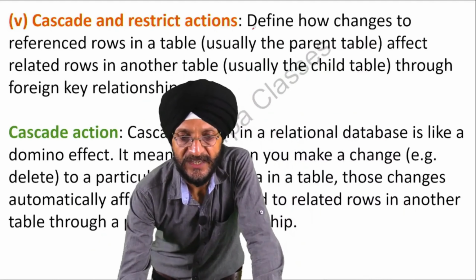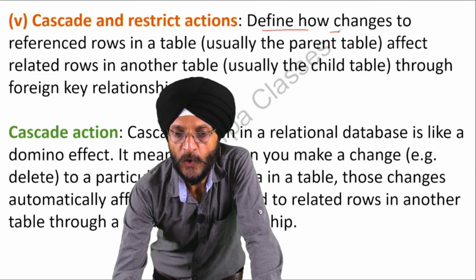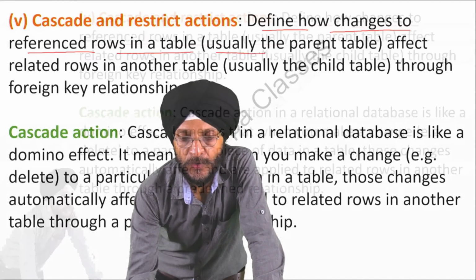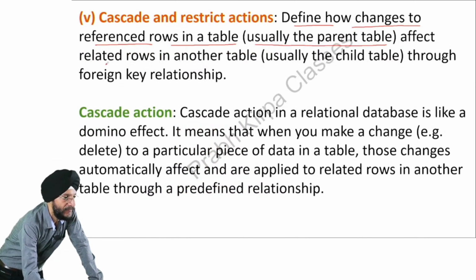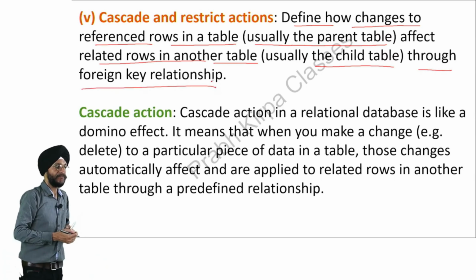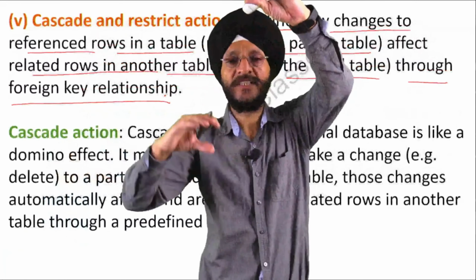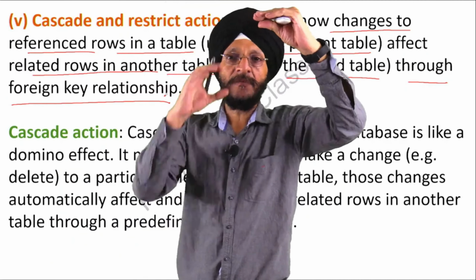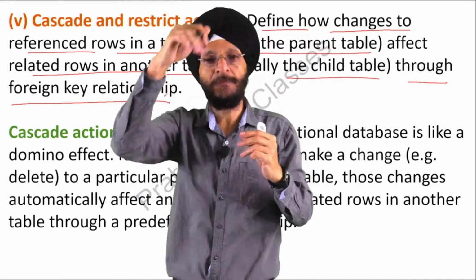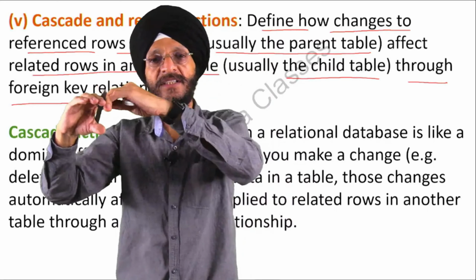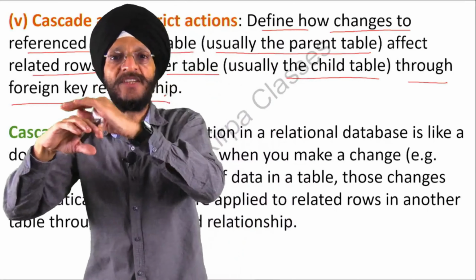These cascade and restrict actions define how changes to referenced rows in a table, usually the parent table, affect related rows in another table, usually the child table, through foreign key relationships. It means that suppose there are two tables, one is the customer table, another is the order table. The customer table, where customer ID is given as the primary key, is the parent table, and the order table, where there is a foreign key, is the child table.